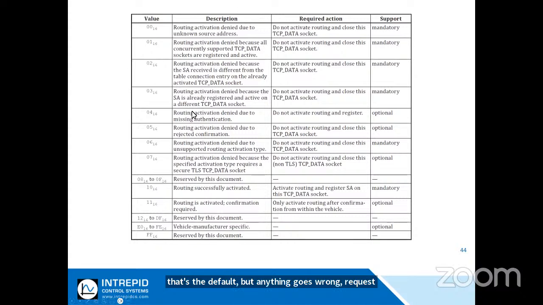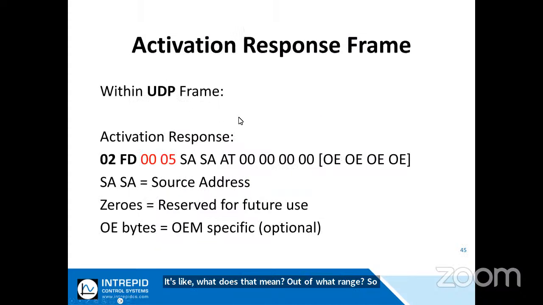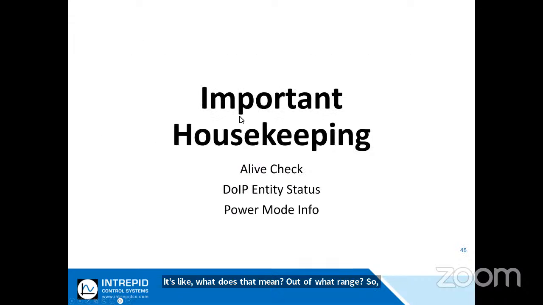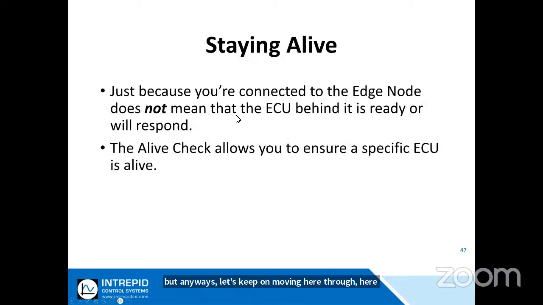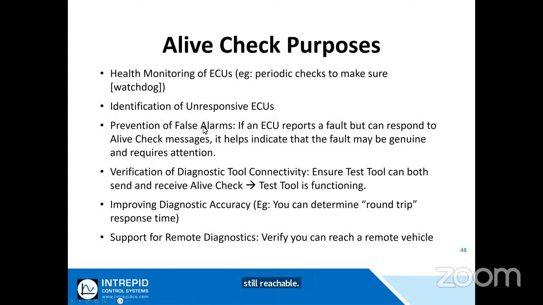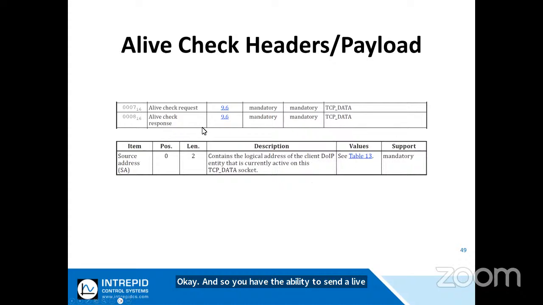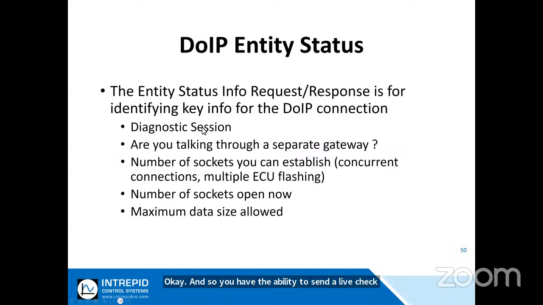Out of what range? But anyways, let's keep on moving here and talk about three things that are new in the 2019 spec. The first thing is the alive check, which you can use kind of like a watchdog to make sure that the ECU you are talking to is still alive and still kicking. Not necessarily that the connection's being used, but that the ECU itself is still reachable. So you have the ability to send an alive check request and get a response back. So that's something that's new. I've not seen that myself yet.